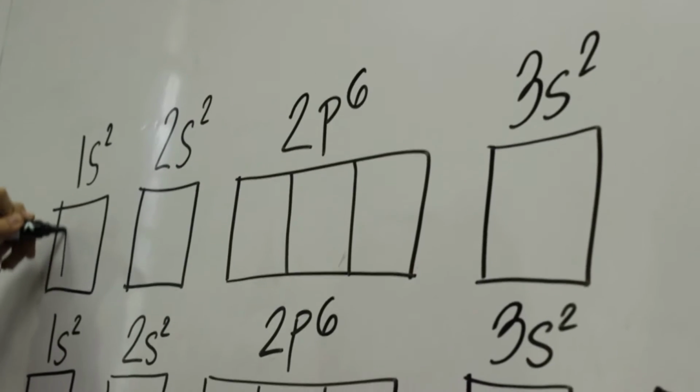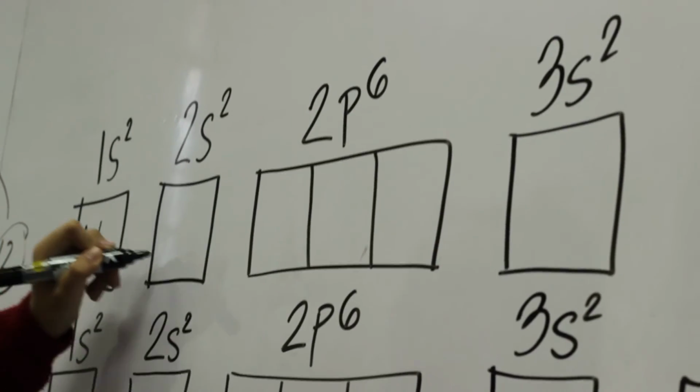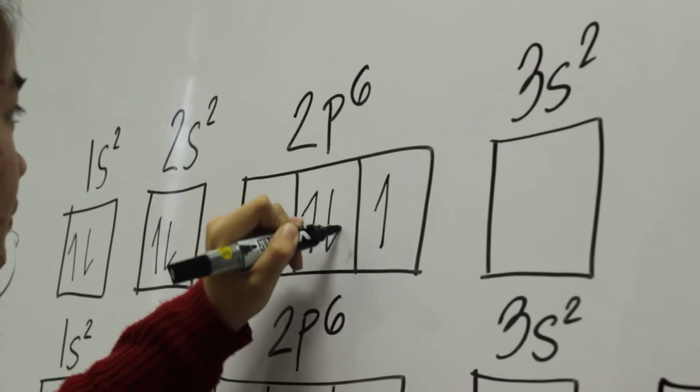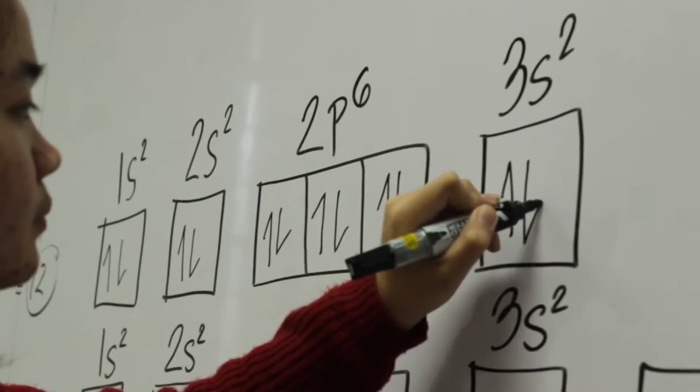Now, let us talk about the Pauli exclusion principle. In this principle, there should only be a maximum of 2 electrons in an orbital in opposite directions, 1 arrow facing up and 1 arrow facing down. For this example, the arrow should be up, down, up, down, up, down, up, down, up, and down.